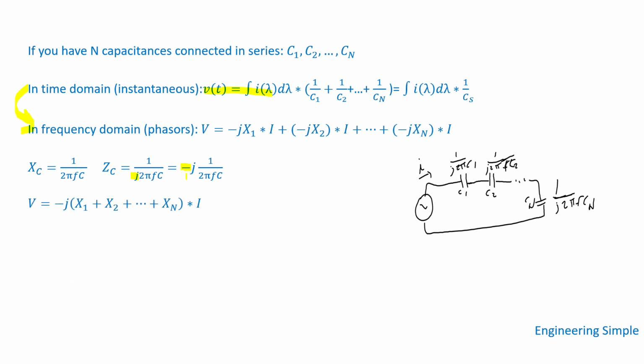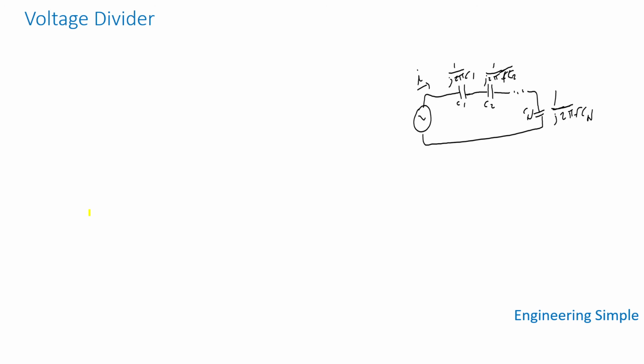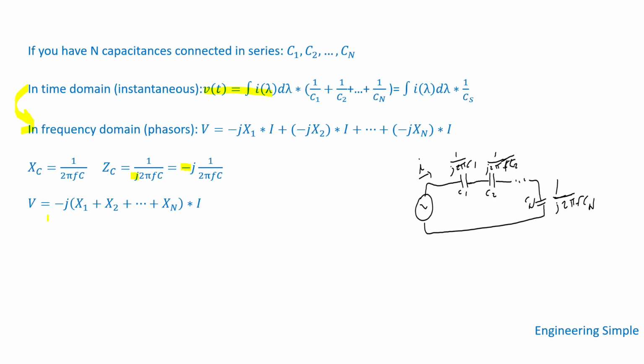So you can rewrite this equation as voltage equal to -j times the sum of all reactances times the current. So in other words, really what I'm doing here is just Ohm's law, basically.